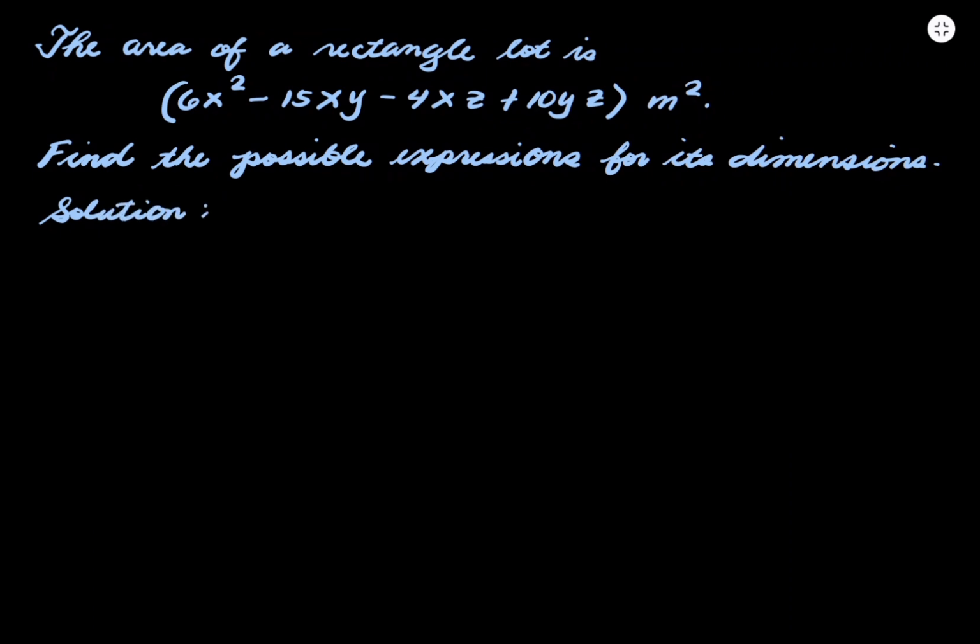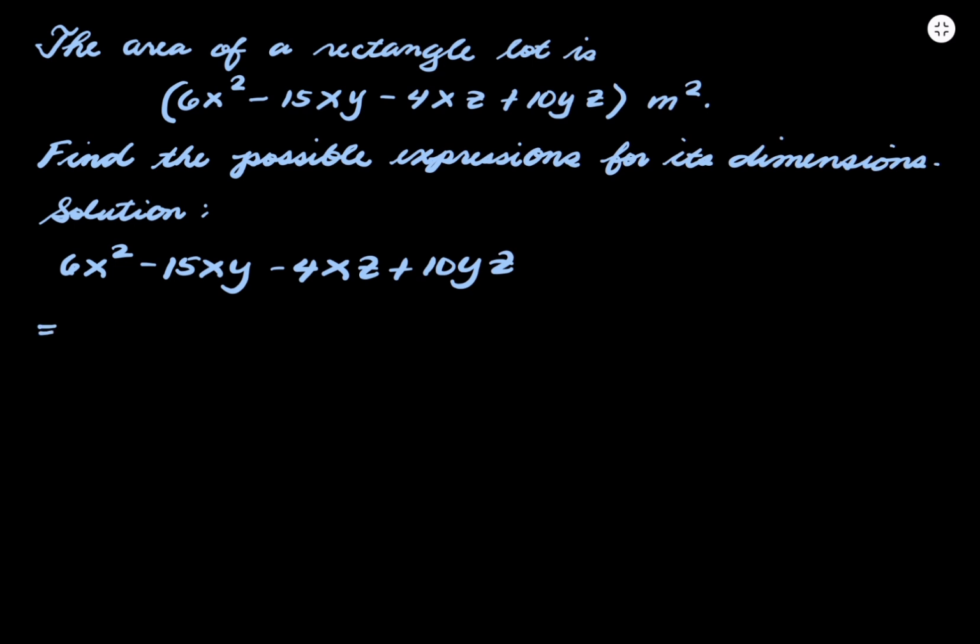In this problem, we want to find the possible expressions for the length and the width of the rectangular lot. The area is expressed as 6x² − 15xy − 4xz + 10yz m². Now, we copy the area. To find the possible expressions for its length and width, we will use factoring by grouping.